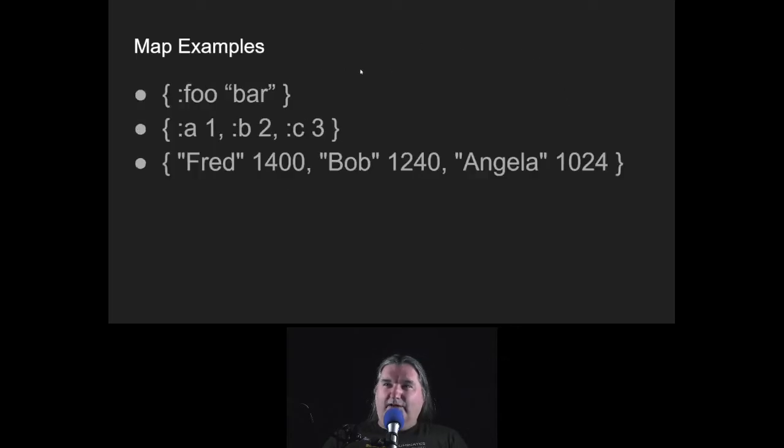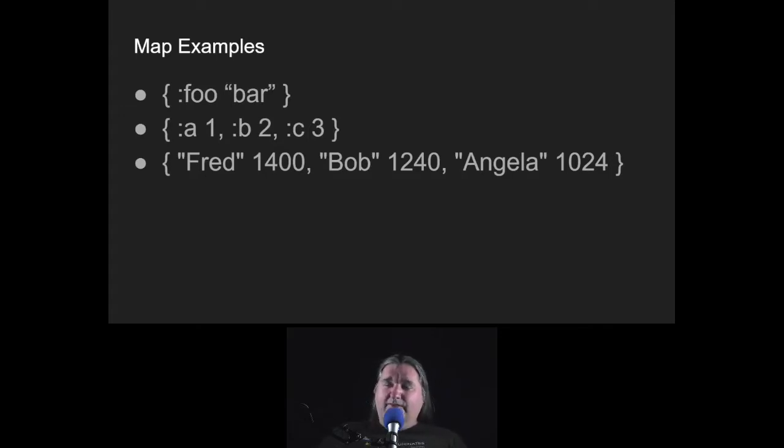So this first one is a map that goes from the keyword foo to the string bar. And that's one of the big uses for keywords, basically as keys into a map. You'll see them very often as keys in the map. There's some other uses, but you'll see it very often. So the second example is mappings from keywords to numbers. The first one's A to 1, B to 2, and C to 3.